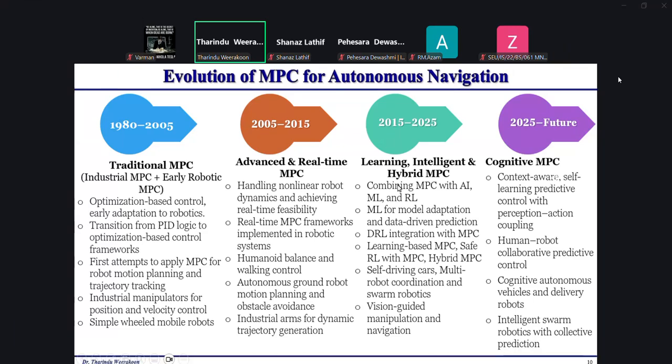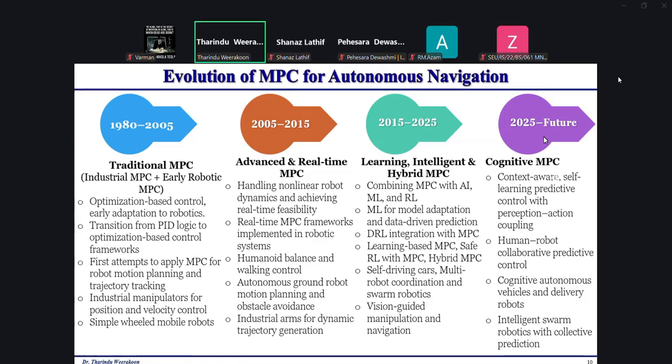From 2015 to 2025, combinations of MPCs with AI algorithms like reinforcement learning algorithms were introduced, as well as data-driven MPC, for robotics to make it an intelligent robot. For example, apart from robotics, self-driving cars and multi-robot collaborations for different applications like swarm robotic applications and vision-guided manipulation. For those different areas, MPC and hybrid versions of MPCs were used.